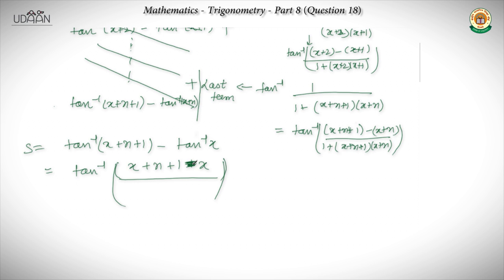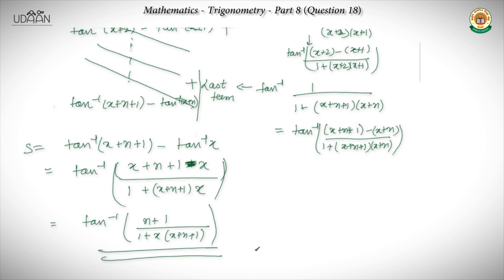It's going to be upon 1 plus (x plus n plus 1) into x, and then we'll get tan inverse of (n plus 1) upon 1 plus x into (x plus n plus 1), which is the final simplified answer, the sum of the series. So this question was pretty easy.